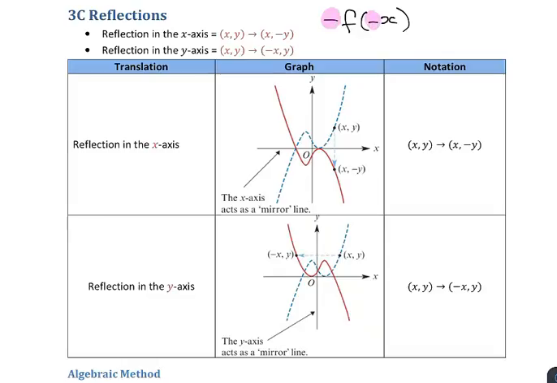Alright, we are using coordinate points again, so a reflection in the x-axis which switches about this line here, okay? So a reflection in the x-axis means that your y values are made negative. A reflection in the y-axis means that your x values are made negative. So we're flipping this way.